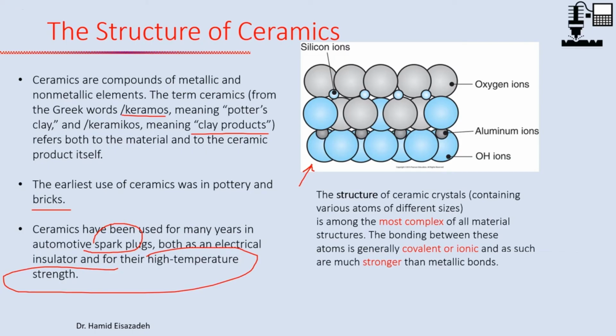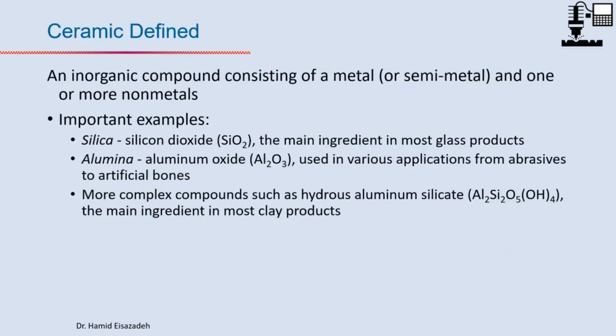Glasses are also considered ceramic material, but they are distinguished because of their non-crystalline structure. Ceramic can be defined as an inorganic compound, which consists of, as I said before, a metal, it can be a semi-metal, as well as one non-metal. Some of the important examples are here for you.